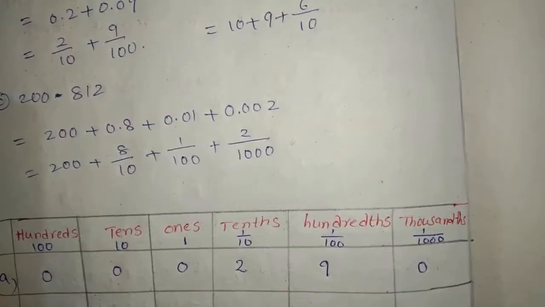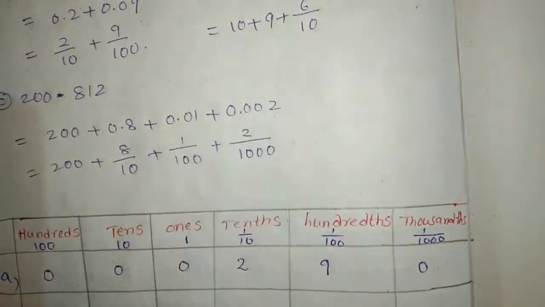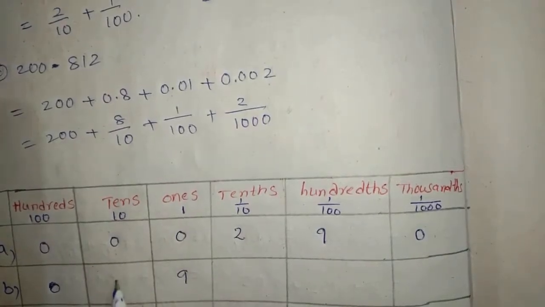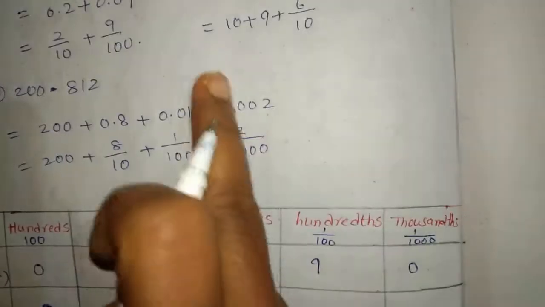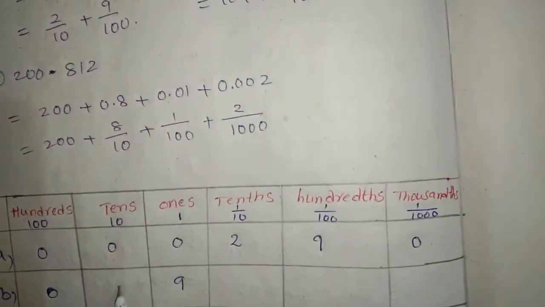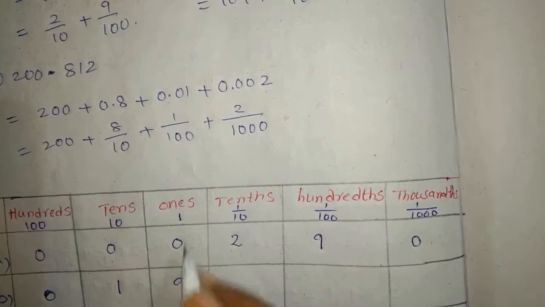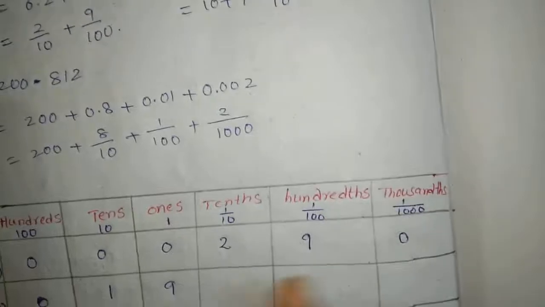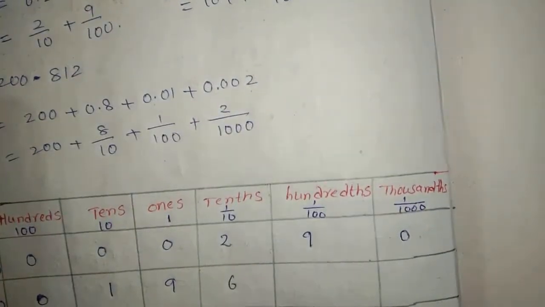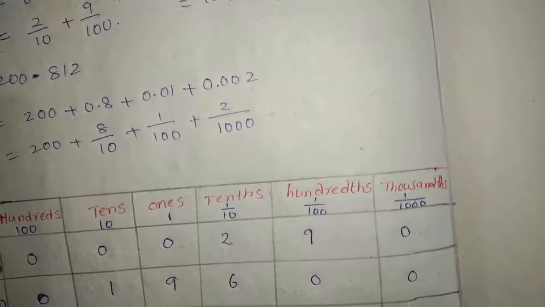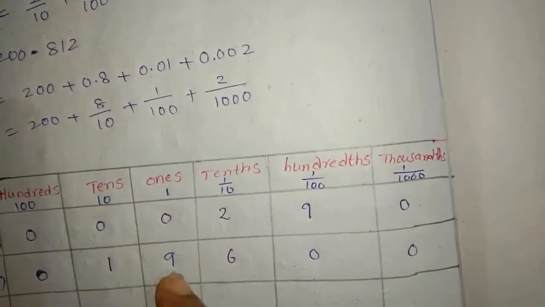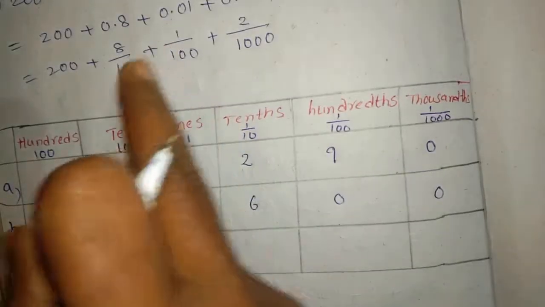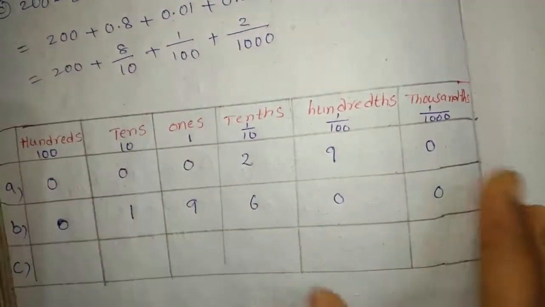Next, 9 ones are there, so we write 9 in the ones place. The tens place is 0, so we write 1 in the tens place. In the ones place is 9. How many tens? 6 tens, so we write 6 in the tens place. So here 0, here 0. So the second one is 0196000.